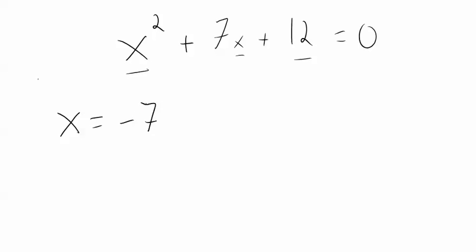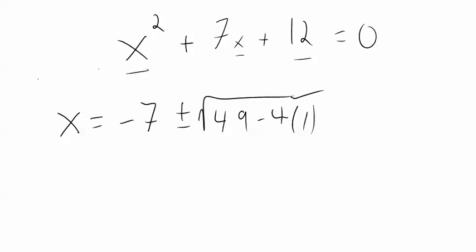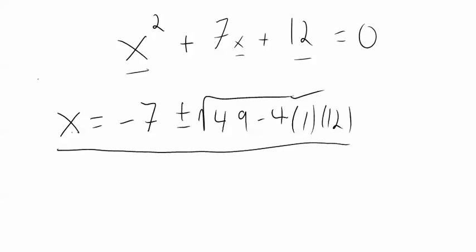So this will be negative 7 plus or minus the square root of b squared, which will be 49, minus 4ac. I'll just write 4 times a, which is 1, because there's a 1 in front of that x squared, and c, which is 12. And this will all be divided by 2 times a, so 2 times 1, because a is 1.